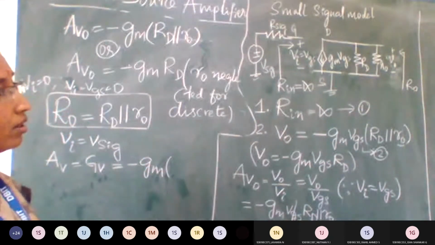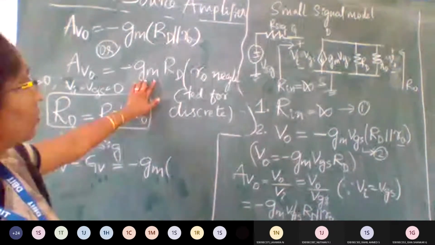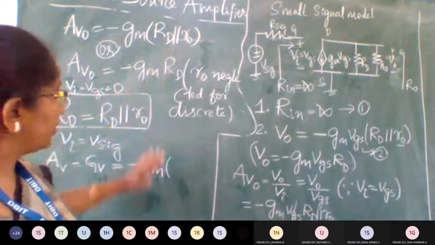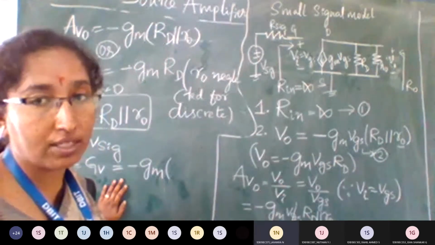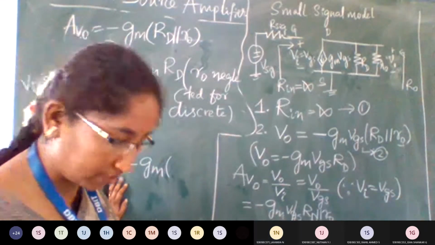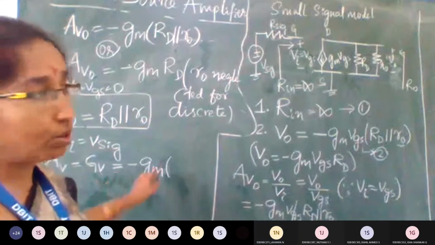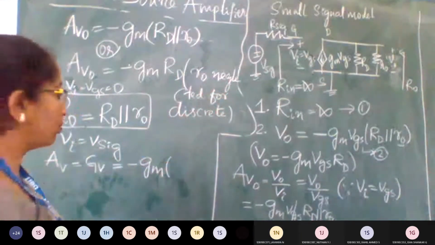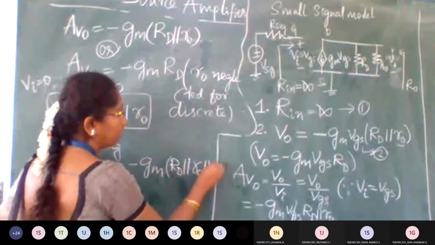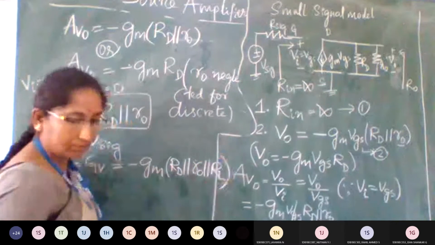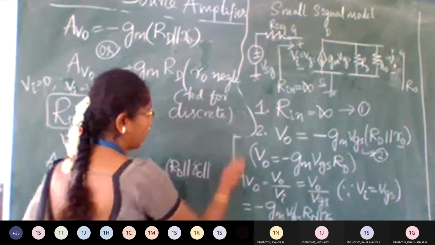So what is the thing we got for AV naught? AV naught is GM into RD parallel R naught. This is overall gain, so what will be the thing to be added? One resistance. RL. Because it is overall gain, I need to include the load resistor also. So RD parallel R0 parallel RL. So I need to include all the three resistors to find out overall gain.